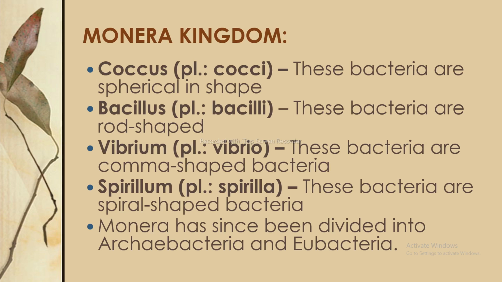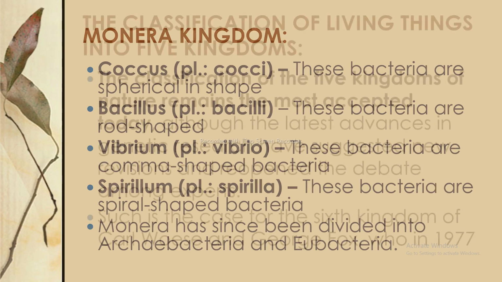So next comes Vibrio, plural is called Vibrios. These bacteria are comma shaped bacteria. Next comes Spirillum, plural is called Spirilla. These bacteria are spiral shaped bacteria, and Monera has since been divided into Archaebacteria and Eubacteria.